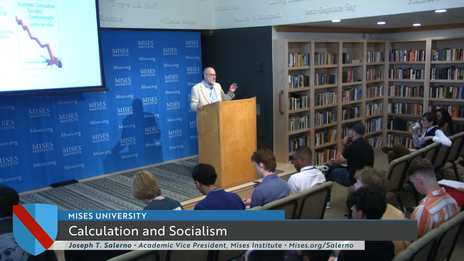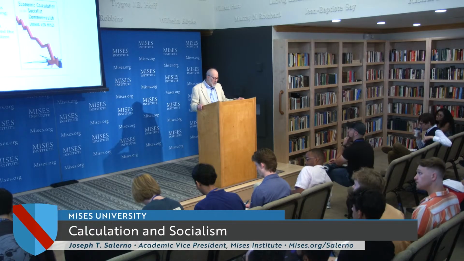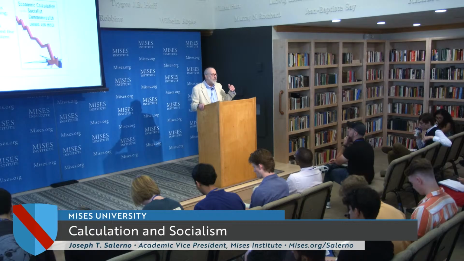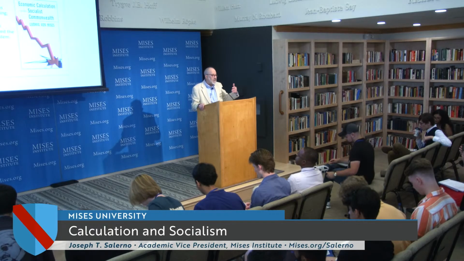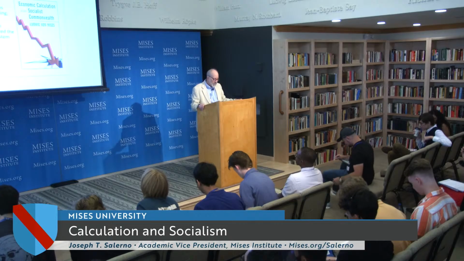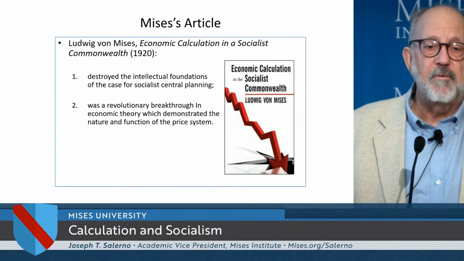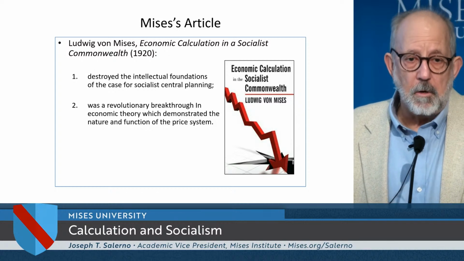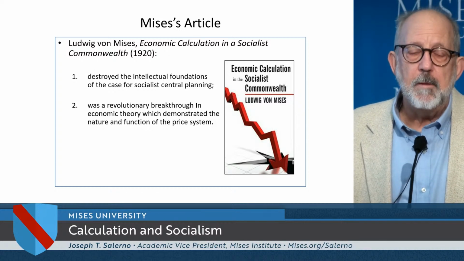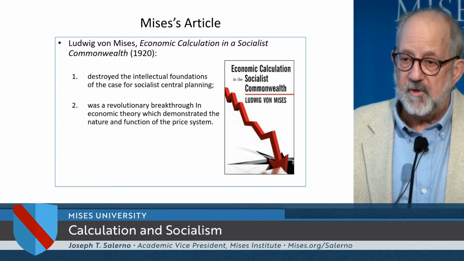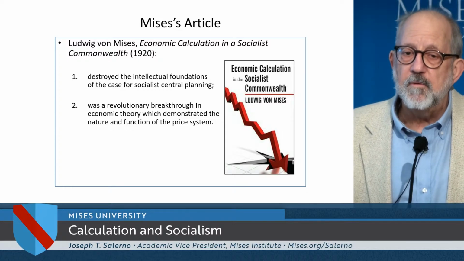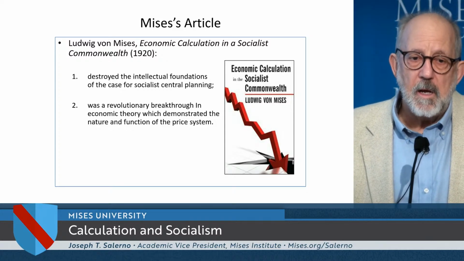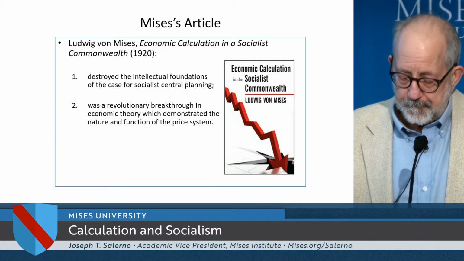It did two things, and it did them definitively. It completely destroyed the intellectual foundations of socialism. And that in itself was a great achievement. But it was also a revolutionary breakthrough in price theory, okay? Following on Menger, Mises showed the importance of pricing in an economy, the importance to human welfare, and did it in a way that really couldn't be refuted.